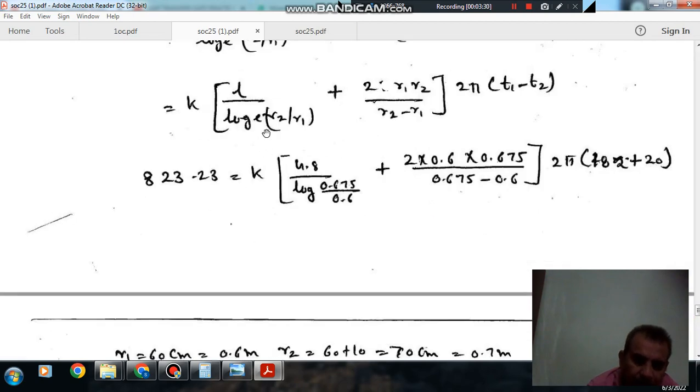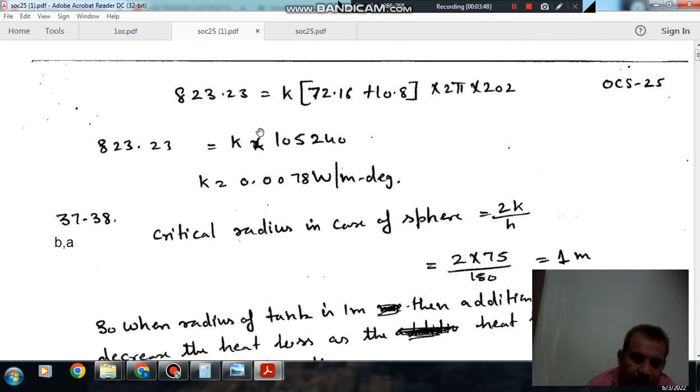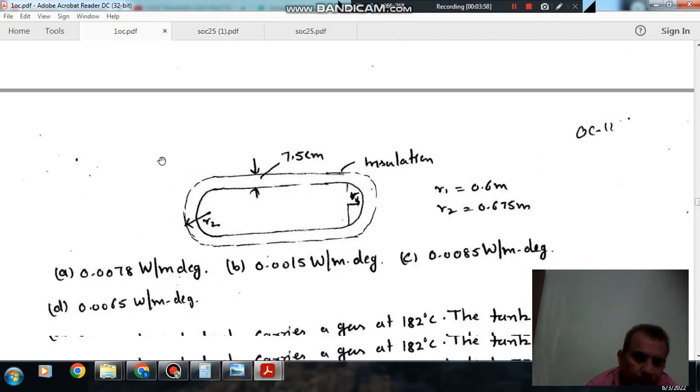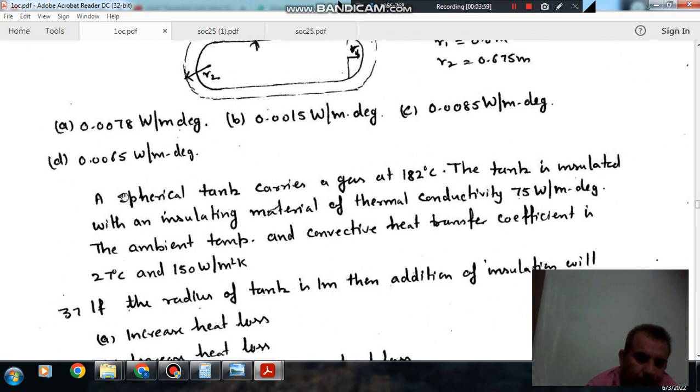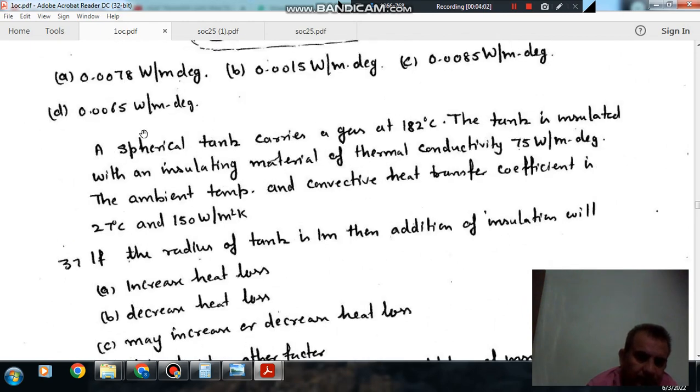L is 4.8, R2 is 0.675 and R1 is 0.6. Putting the values, we can find the conductivity K, because this is 182 and this is minus 20. So the conductivity comes out as 0.0078 watt per meter per degree. Option A is the right answer.